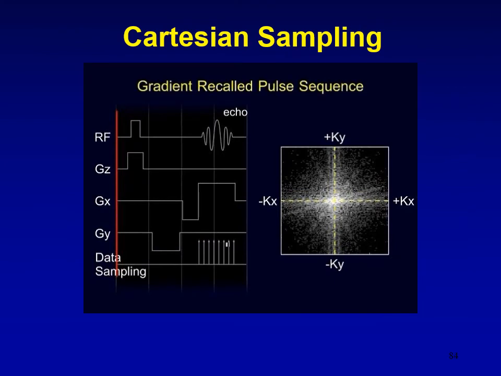The most common way of collecting data in k-space is called the Cartesian sampling or rectilinear sampling method. This is illustrated in this animation. On your left, you see 5 lines: the radio frequency, gradient Z, X, and Y lines, and the data sampling line. The time axis is along the horizontal axis. As the timing is played out, you'll see what the trajectory is through k-space.